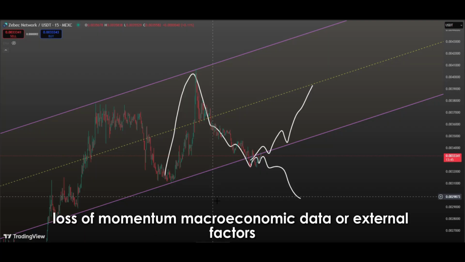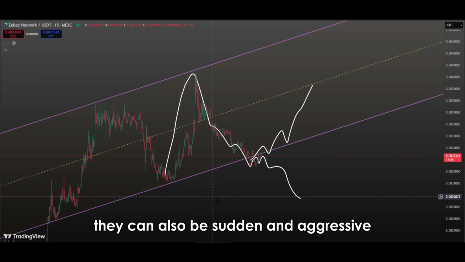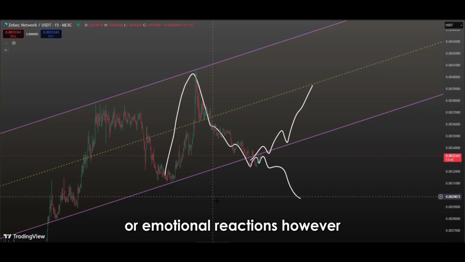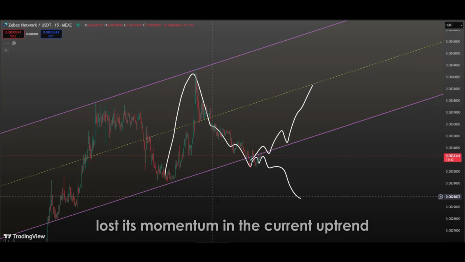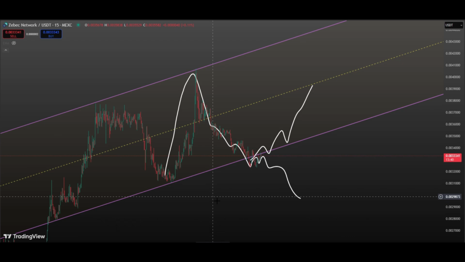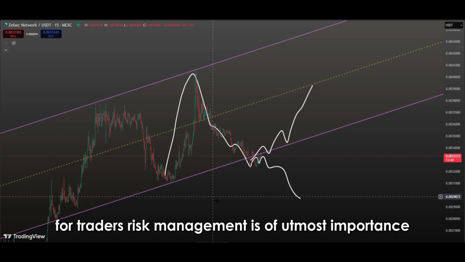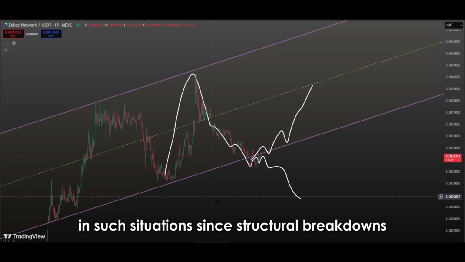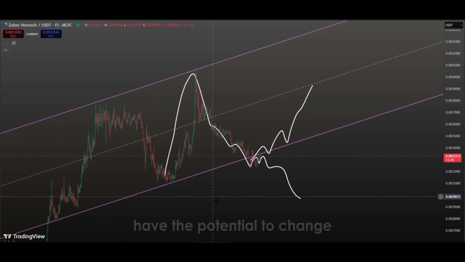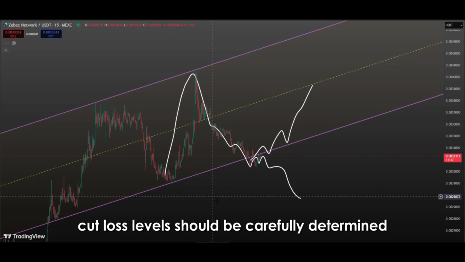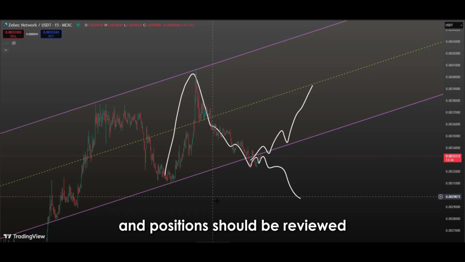or external factors. They can also be sudden and aggressive, sometimes in response to certain news flows or emotional reactions. However, from a technical point of view, this breakout indicates that the price has lost its momentum in the current uptrend and should now be more cautious. For traders, risk management is of utmost importance in such situations. Since structural breakdowns such as channel breakouts have the potential to change the direction of the trend, stop-loss levels should be carefully determined and positions should be reviewed.